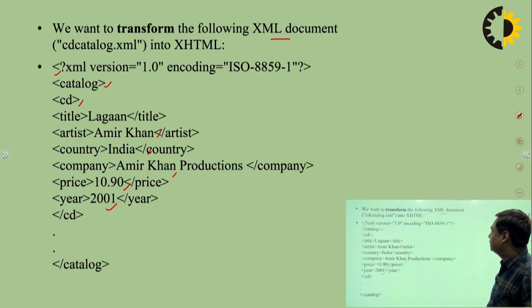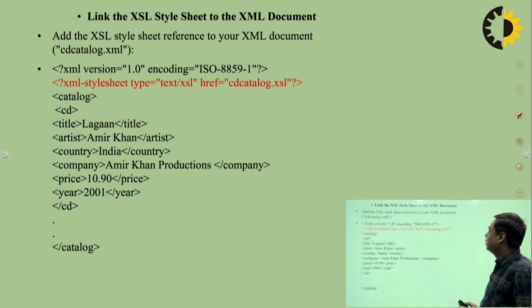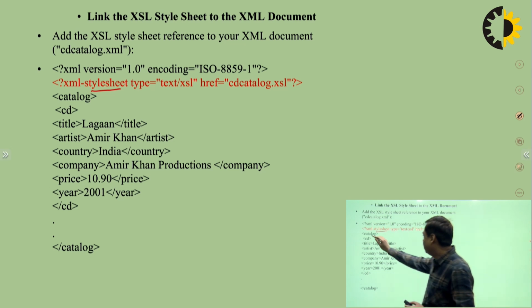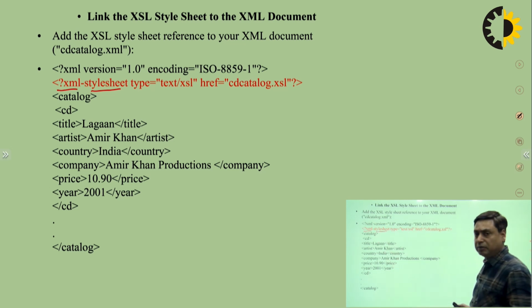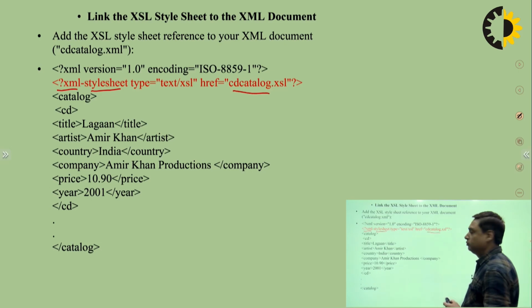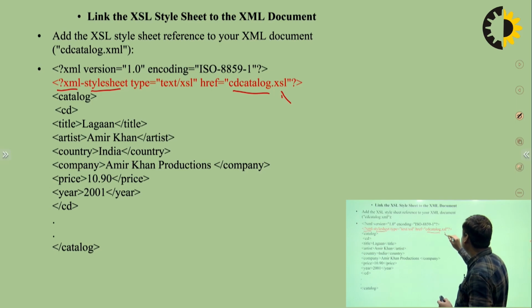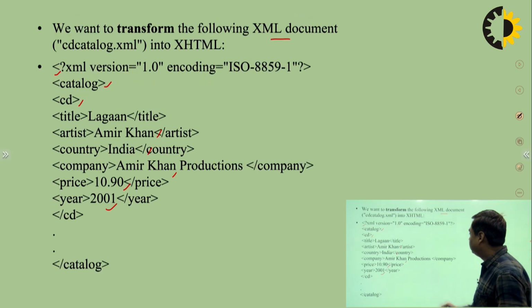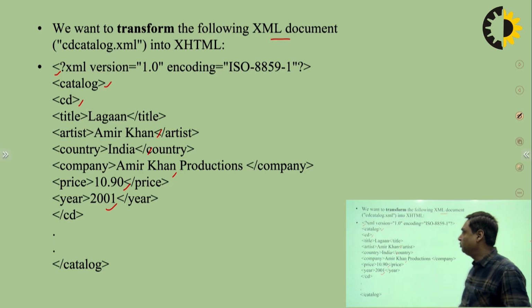Now for this XML, we want to develop an XSL so that we can display this information in a more presentable format. So we need to use the stylesheet. Here we have included the stylesheet. It is the name of the tag, and the name of the style is CD catalog and its extension is XSL. We need to create this cdcatalog.xsl so that it will display this XML in a very presentable format.